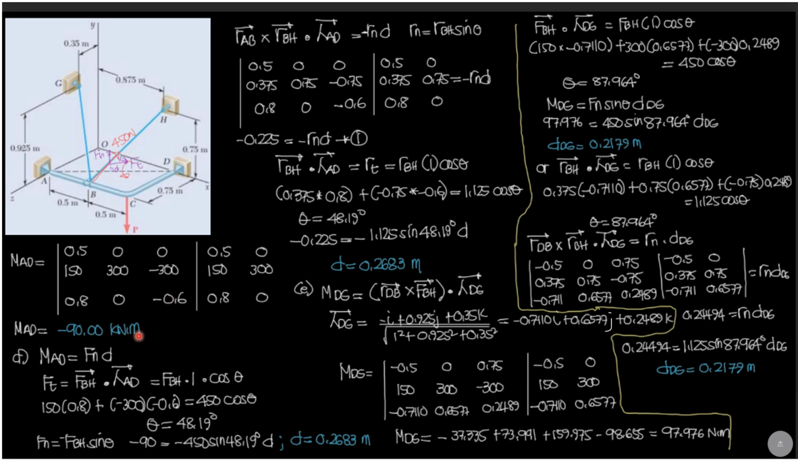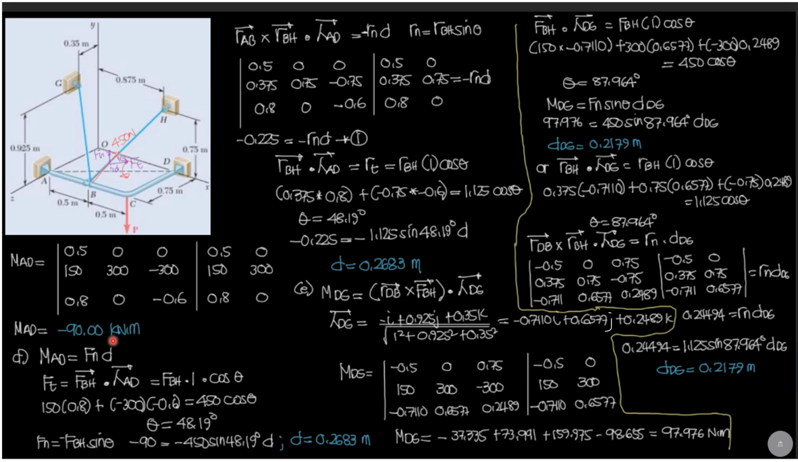So that's the answer, Newton meter rather. So that's the answer for the moment of the force about axis AD. And it is negative because if this is axis AD, you position your right thumb towards D, the curling of your forefinger should be opposite to the moment of this 450 Newton force. So that's the reason why the sign is negative.